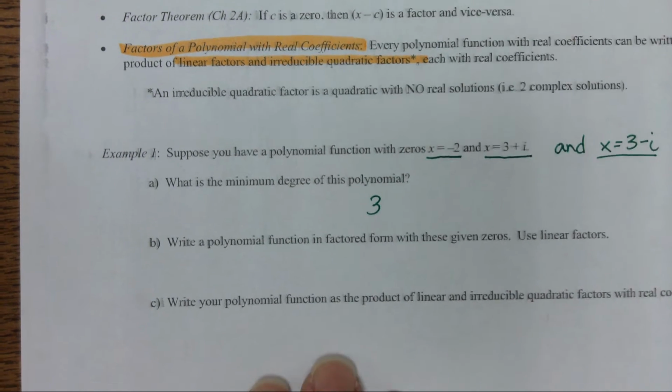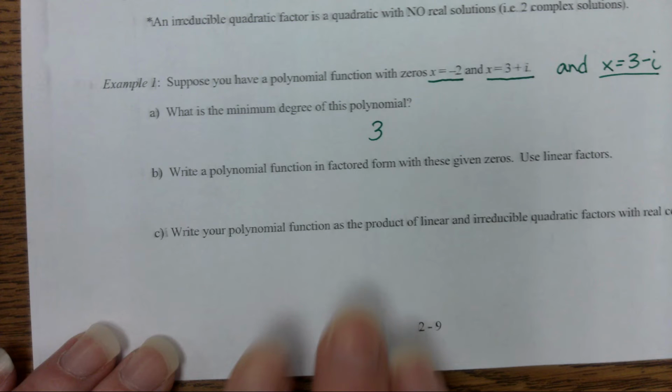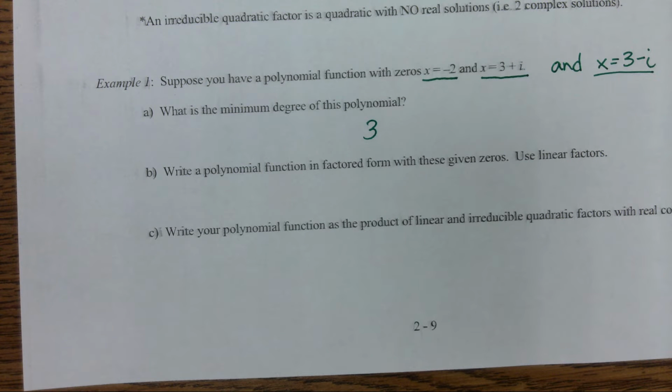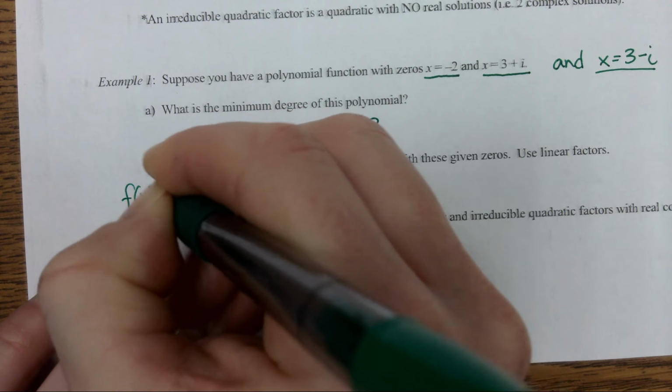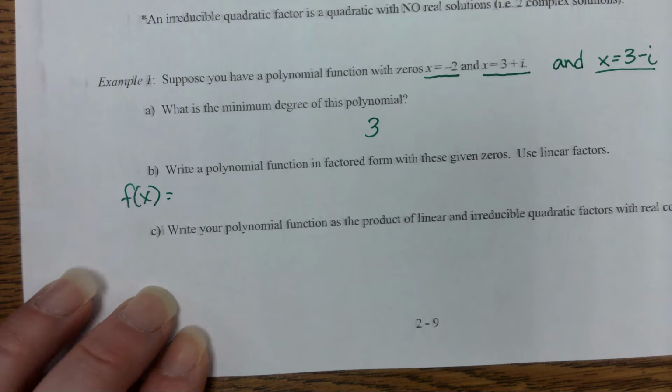Would you write this in factored form? So this might look a little funny to you, and I don't know if you did this last year. You're going to have to tell me in a minute. Your polynomial, the first one, let's write the real zero. How would you write x equals negative 2?